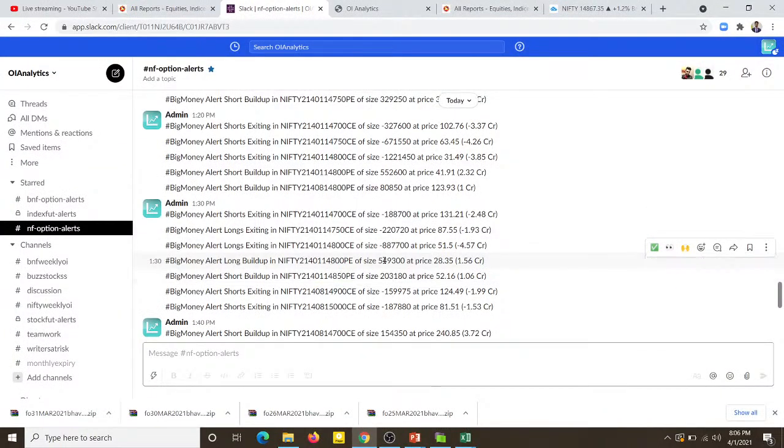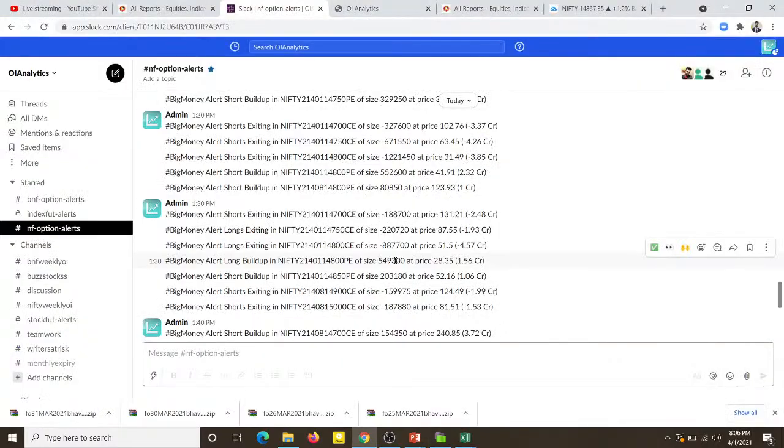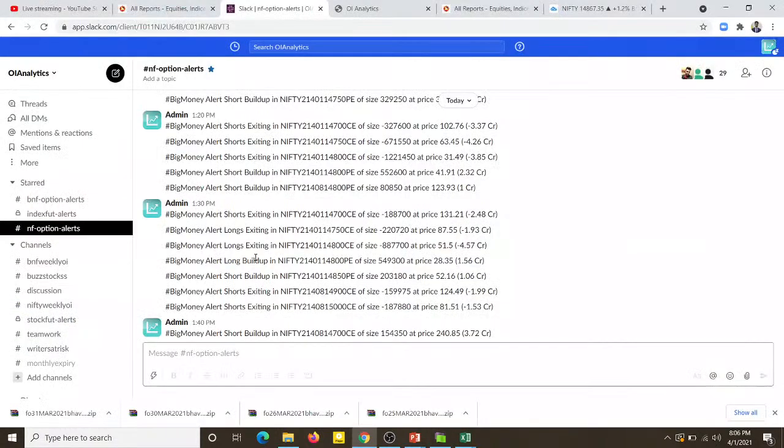So 549 300 at 28, fine, and 203 180 at 52. Yep. So this doesn't significantly change anything, it's just 14,800 still, right? So yeah, after this, did any positions come up? No, nothing major.